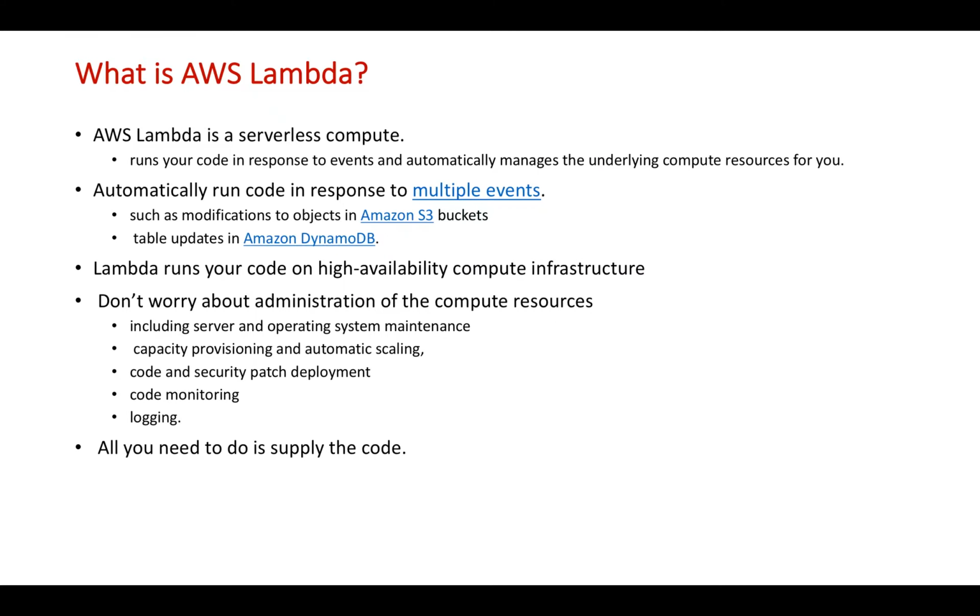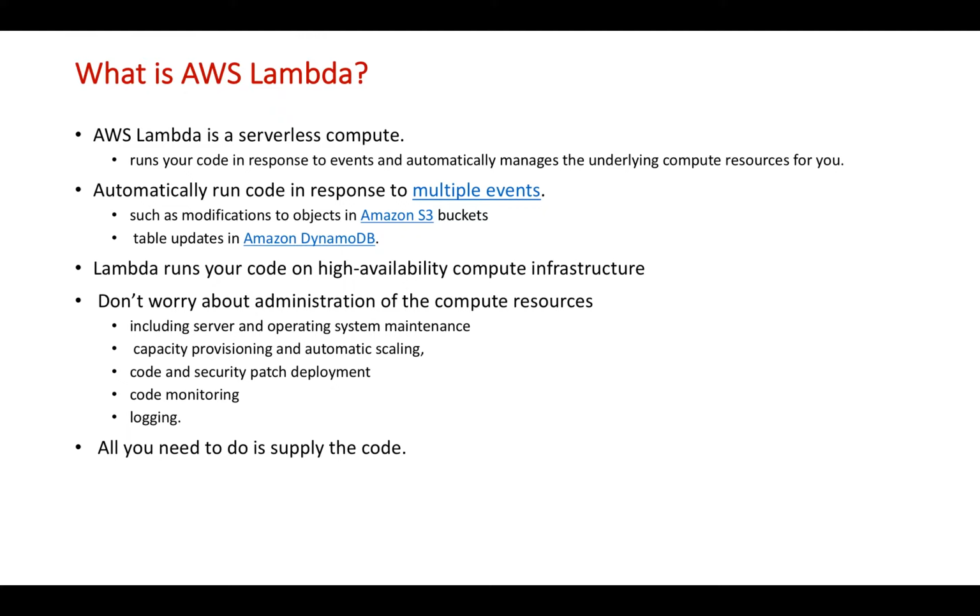So, what is Lambda? It's a serverless compute service. Basically, run your code in response to events and automatically manages the underlying compute resources for you. So, this is a service which will trigger your code based on some of the events. The event basically comes from any of the resources like S3 bucket or DynamoDB or Kinesis, any of the underlying infrastructure. There is a list of services.